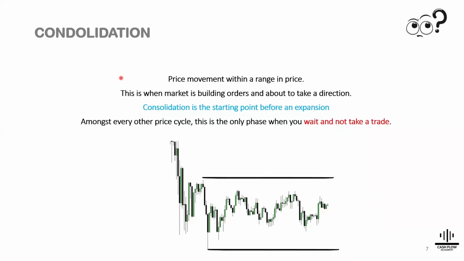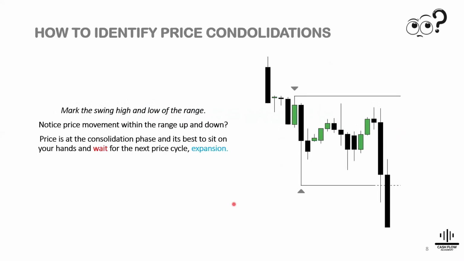Amongst every other price cycle, this is the only phase where you wait and not take a trade. So you can see an example here. You will know that price was neither bullish nor bearish. And the idea of trading is to buy low and sell high, or to sell high and buy low. But in this market condition, we're not given any of those opportunities. So what do we do? We sit down and wait. But that's not all. There's a way we can use this to our advantage, and I'm going to be showing you shortly. To use this, you have to be able to identify price consolidations.